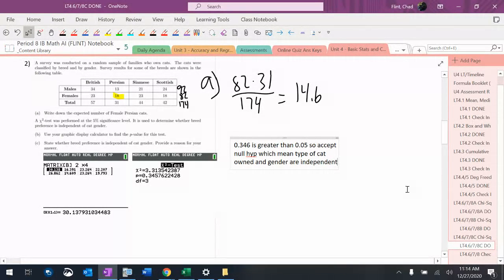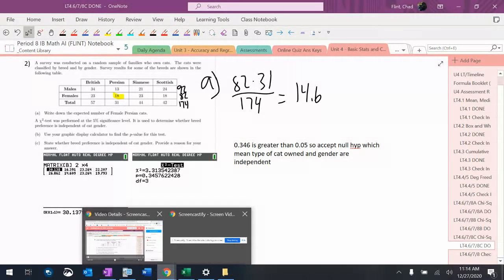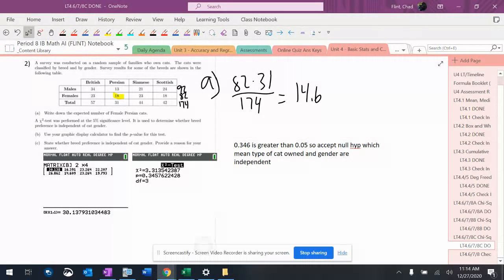That's a weird thing to look at, but that's okay. So type of cat owned and gender are independent, meaning that if you own a Persian cat, you're not more than likely to own a female one than a male one. It's kind of what we're talking about here. So a little bit tricky there. They didn't have you write the null hypothesis. That doesn't mean you can't write the null hypothesis when you're doing one of these things. So be careful with this. If it doesn't make sense the way they're asking you to do it, do it the way that makes sense to you.